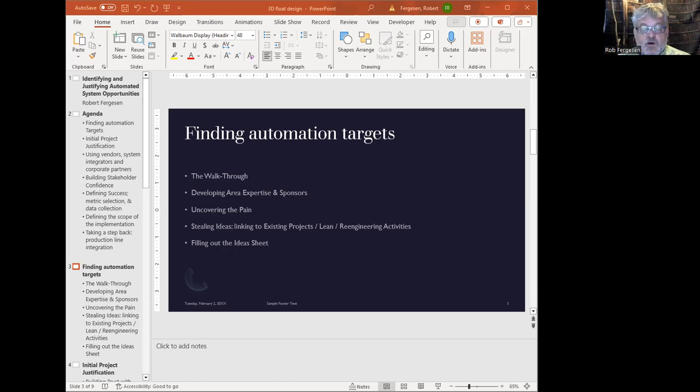Step through from the very front of the plant, things going on in engineering, things going on in quality assurance to the back of the plant. Your raw materials coming in, being stored, your finished goods going out, and every process step in between.